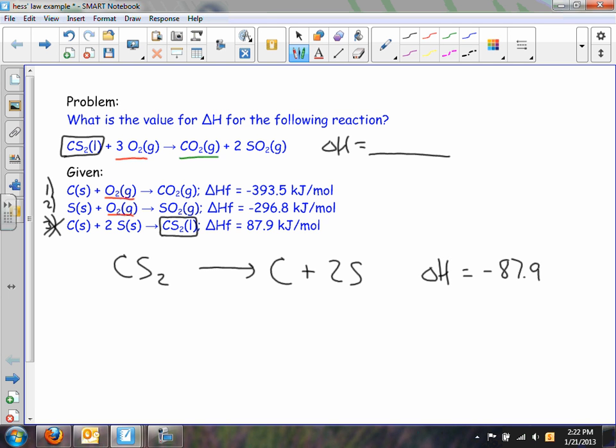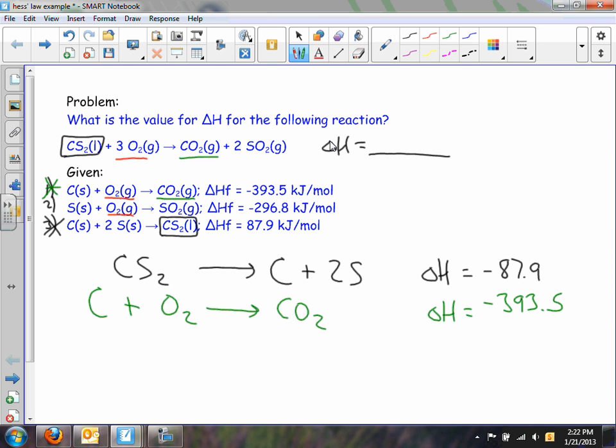This guy here, CO2, when I look at it, the only equation that has CO2 is the first one. It's on the reactant side like it needs to be. It's got the correct coefficient, so I don't have to do anything with that first equation. So I'm just going to rewrite it. Carbon plus O2 produces CO2. And I didn't change the delta H, so it still is going to be negative 393.5 kilojoules. And that takes care of my first equation.